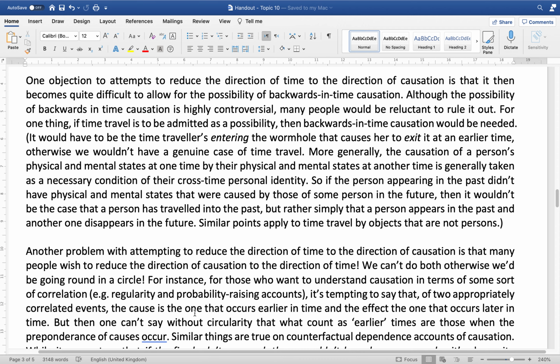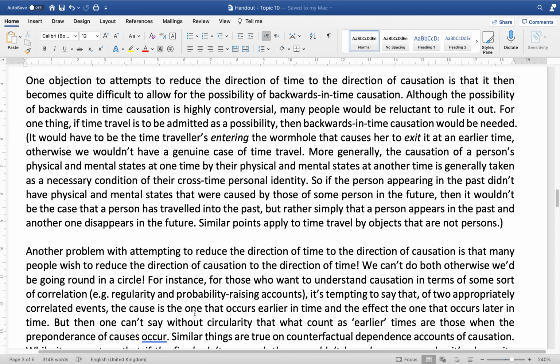The worry is that we would potentially be ruling out backwards in time causation by definition, because we just define the direction of time so that causes occur earlier than their effects, or in other words, later times are the times when effects occur and earlier times when causes occur. Now, although backwards in time causation is certainly controversial, many people would be reluctant to rule it out, certainly definitionally.